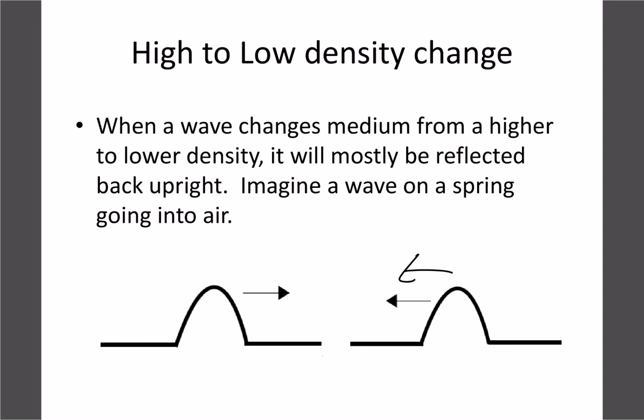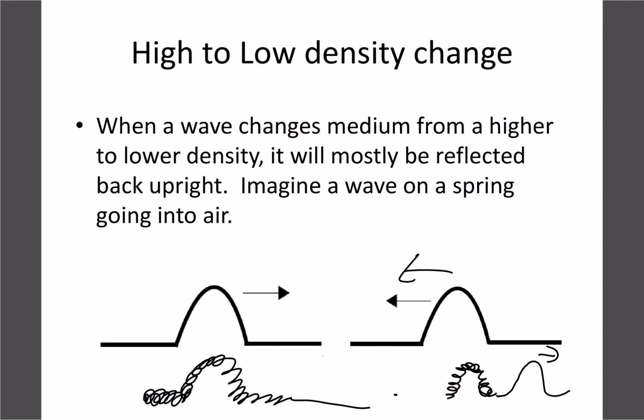And again, it doesn't have to be just going into air. It could be hitting another spring. So again, if we had our thick spring with a wave on it, and it's going to connect to one that's skinny, what would happen again is in the skinny part, the wave would continue in the same direction, and then in our thick part, the reflected portion also is upright. So low to high, like a wall, it comes back upside down. High to low, it comes back right side up.